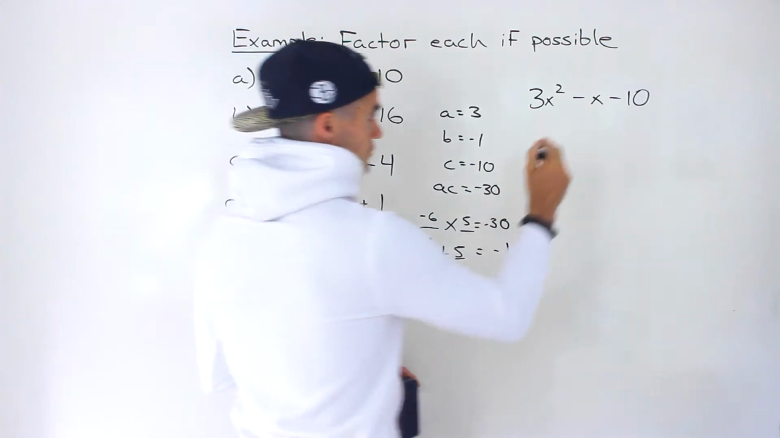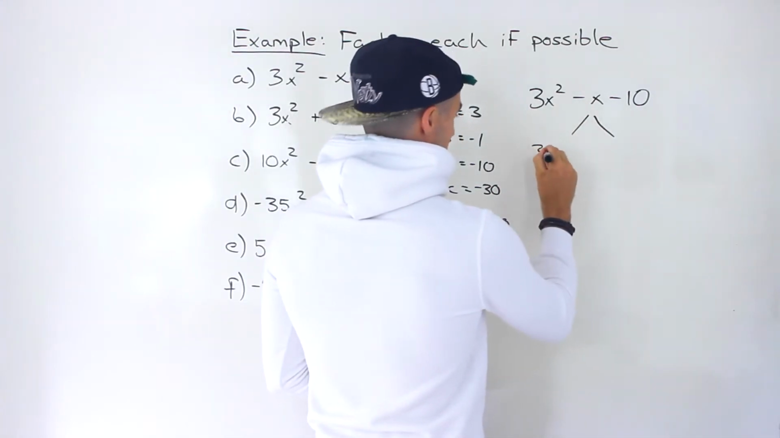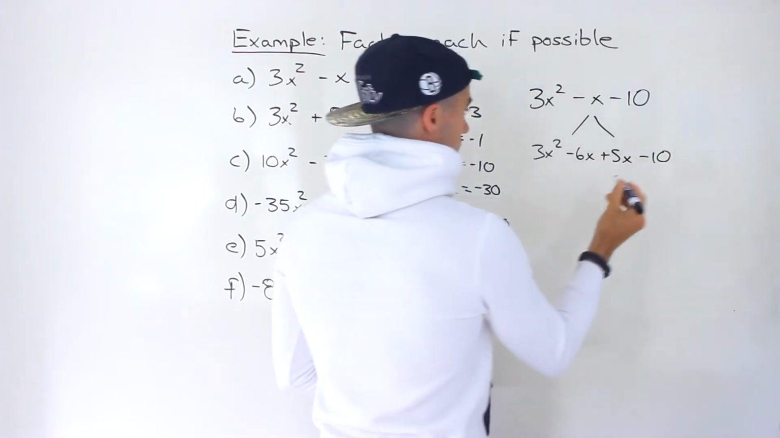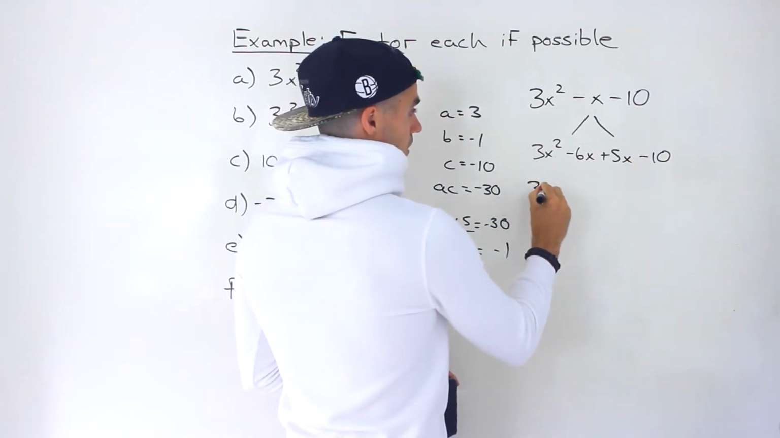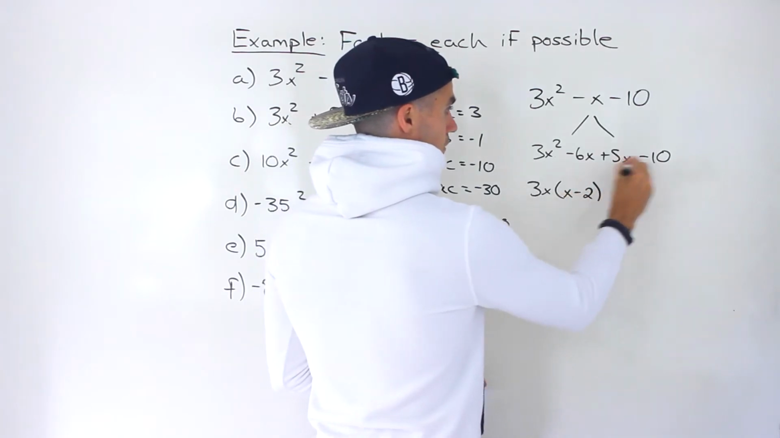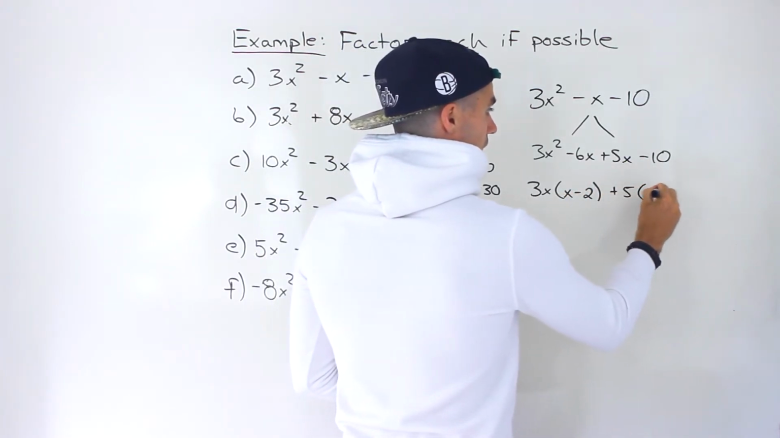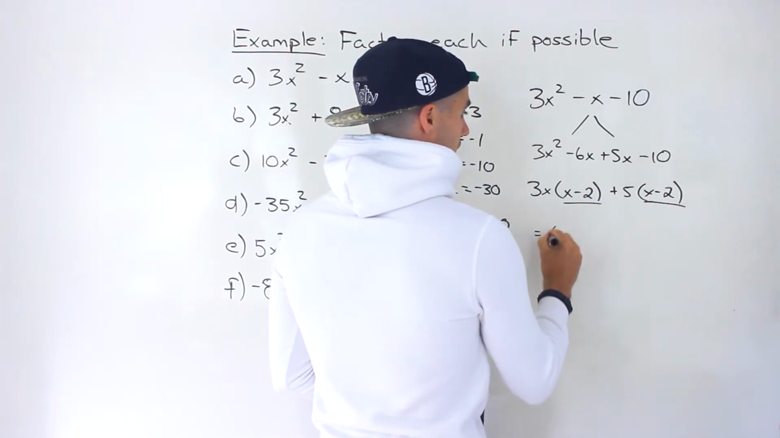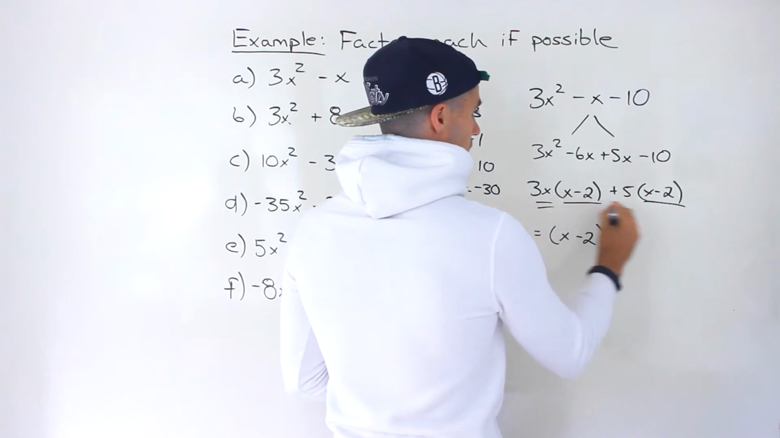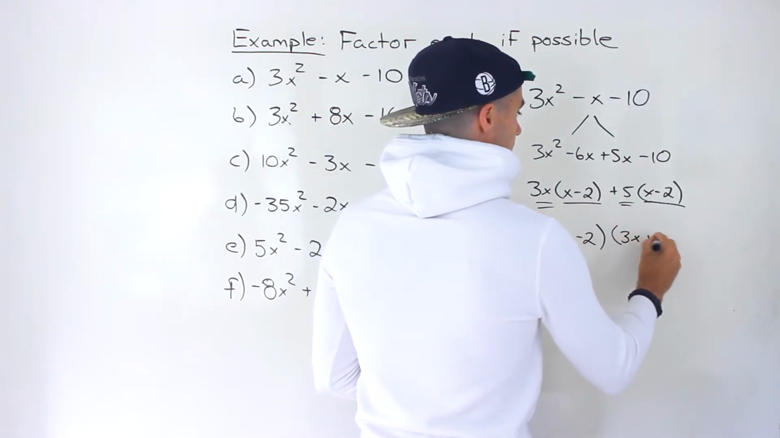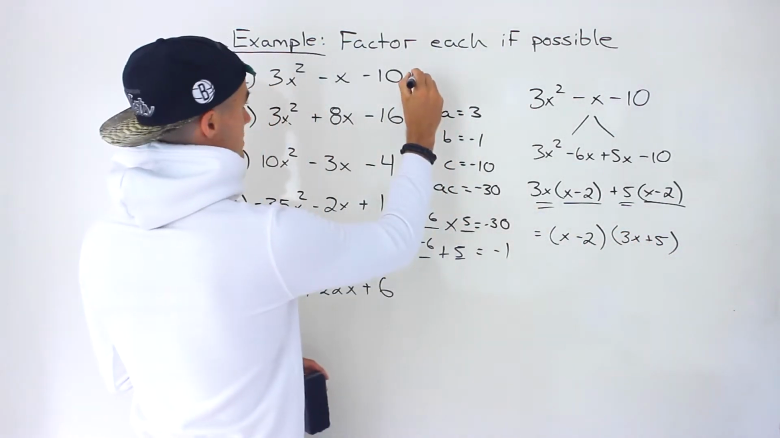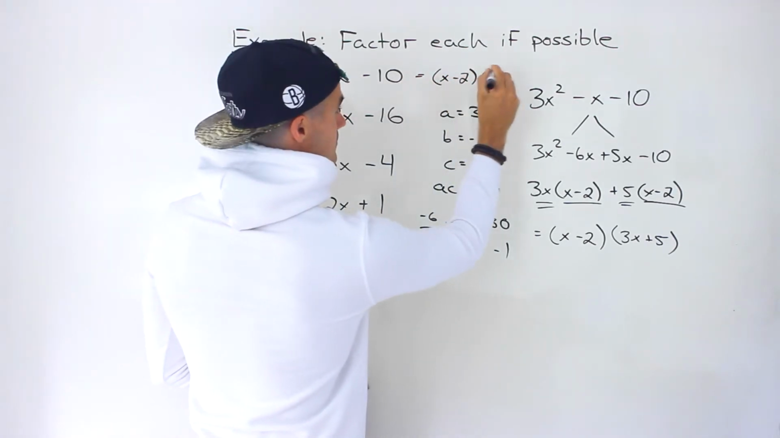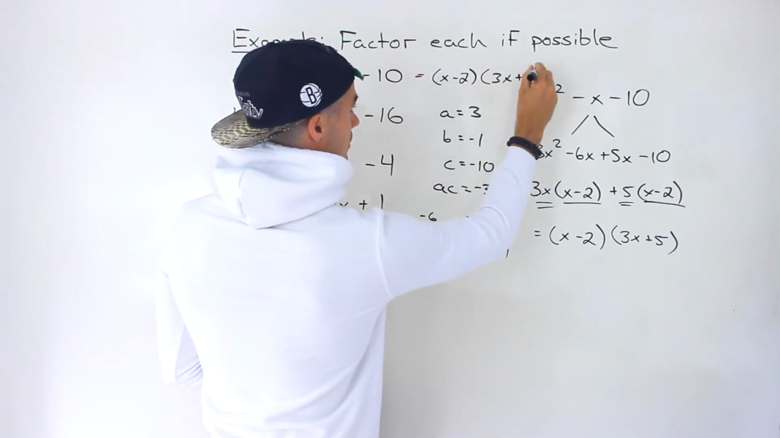So then we take those two numbers, we decompose that middle term into those two numbers. And then from these two, notice we could take out a 3x. Then from these two, we could take out a +5. And as expected, this bracket here should be the same. Factor out that bracket. And what are we left with? 3x plus 5. Right? So this part A here, it factors into x minus 2 times 3x plus 5 like that.